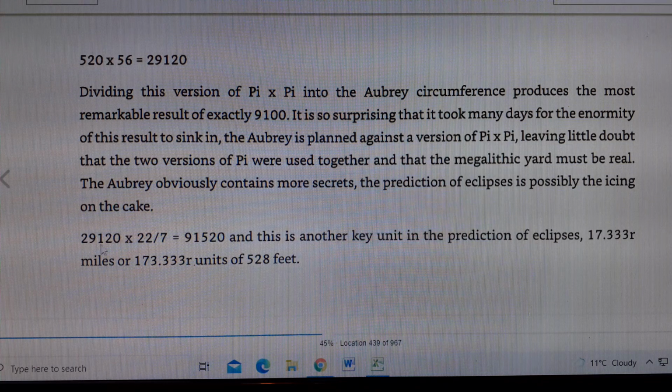And then I've got 29120, which is there, 520 times 56 times 22/7 equals 91520. And this is another key unit in the prediction of eclipses, 17.333 miles, or 1733.333 units of 5 to 8 feet. And this is the distance between Stonehenge and Aubrey, and that's what I covered in the previous presentation.